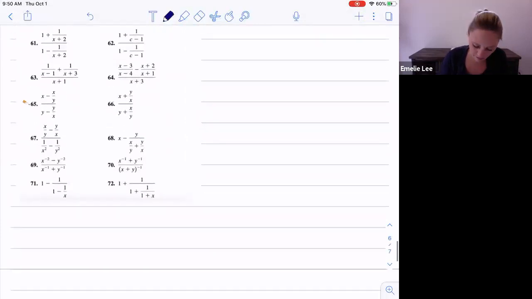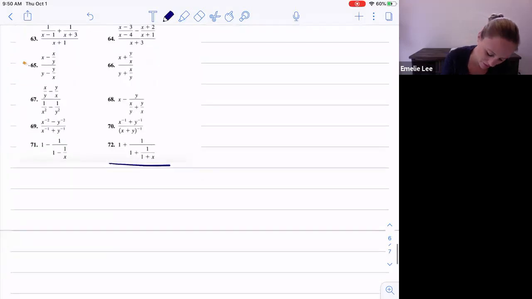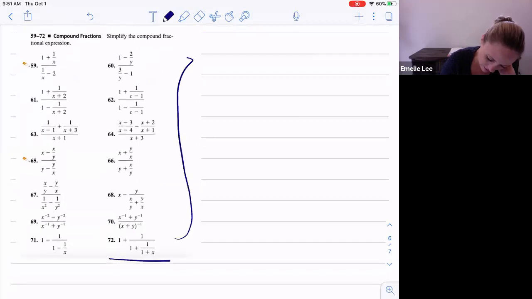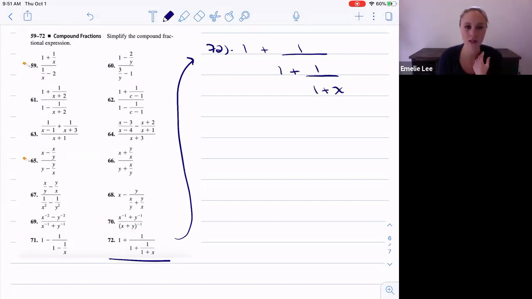Okay, so we'll do this one because I would say, well, it looks the same as 71, but it's plus, and I'd say it's about the nastiest one on here. All right, let's see here. I've got 72, which is 1 plus, and then 1 over 1 plus 1 over 1 plus x.